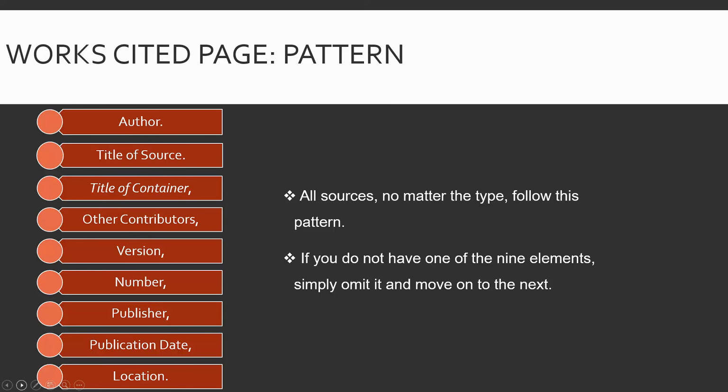However, not every source will have every element. When citing a source that is missing an element, simply omit it and move on to the next. For example, if a source you're citing does not have an author, simply begin the citation with the source's title. The first element of the pattern is the author or authors of the source, and there are 3 ways to list the author or authors in the citation.